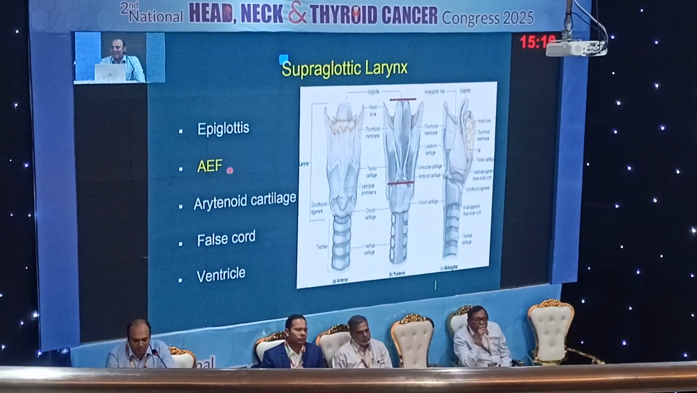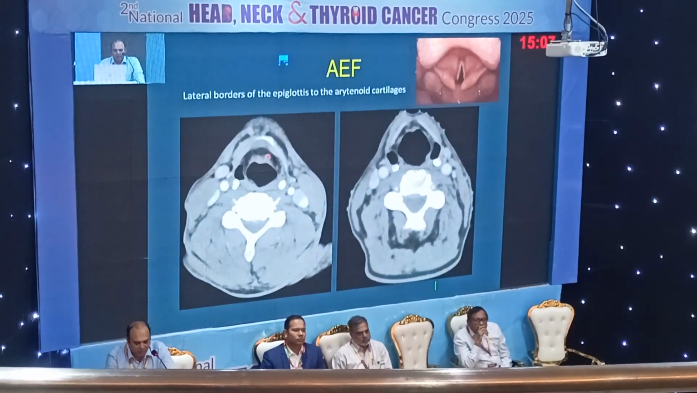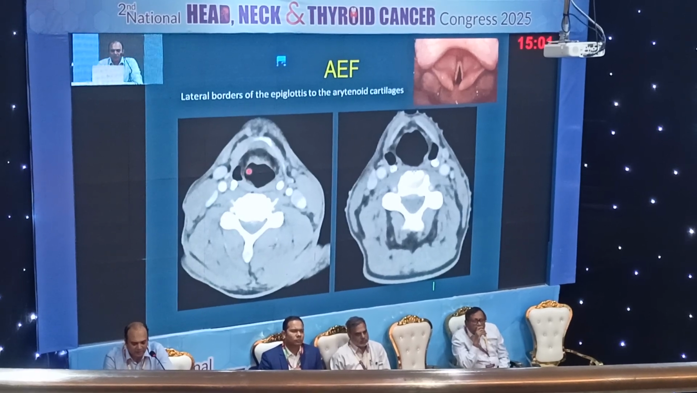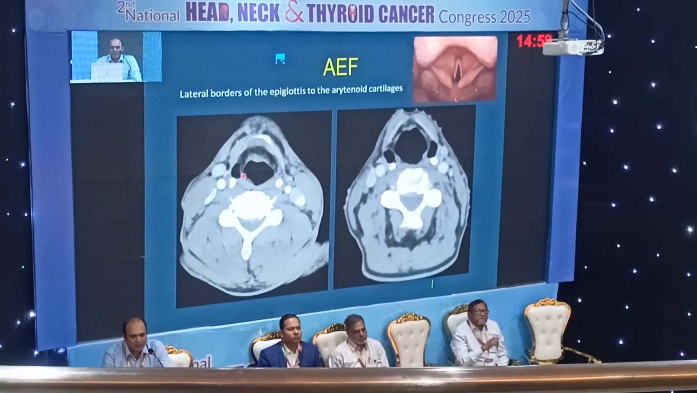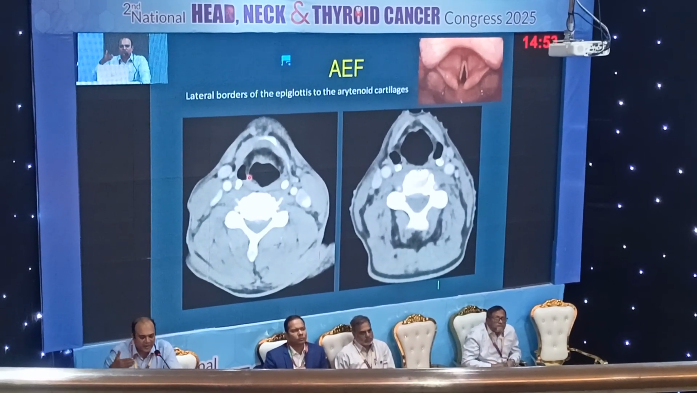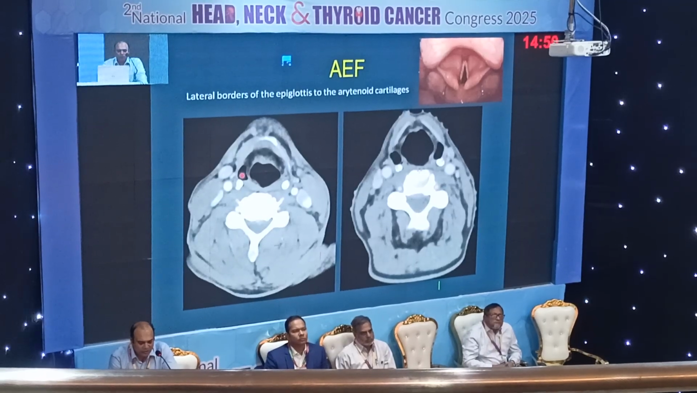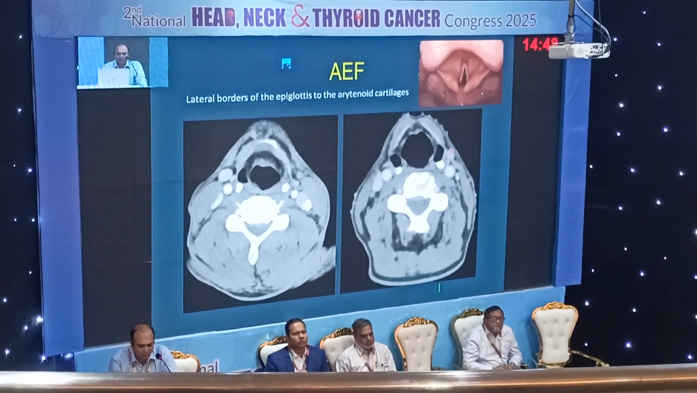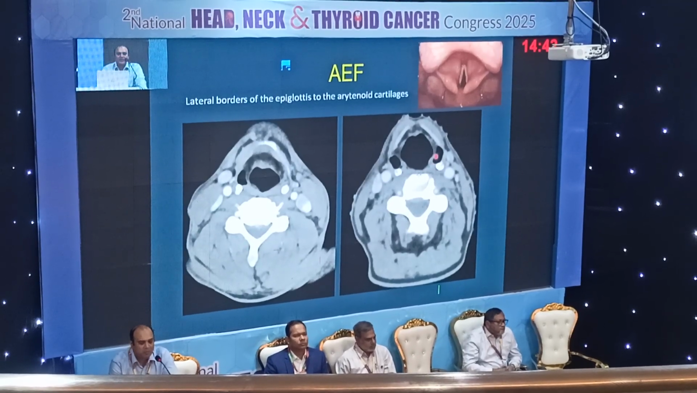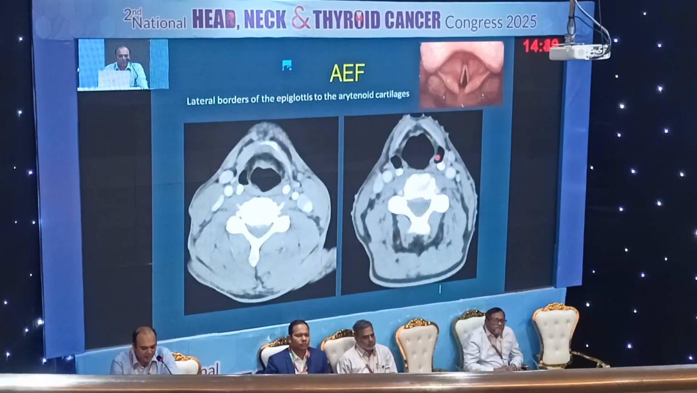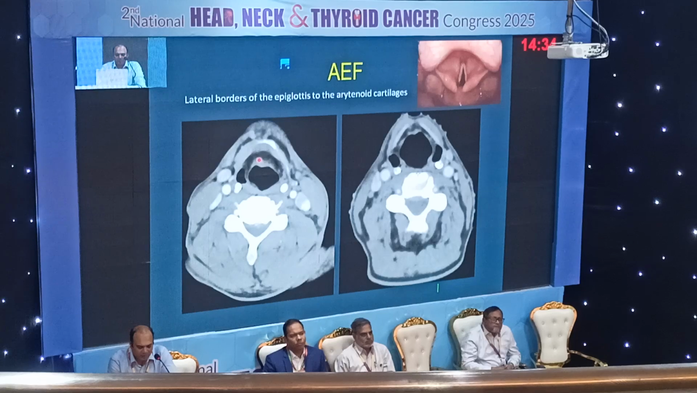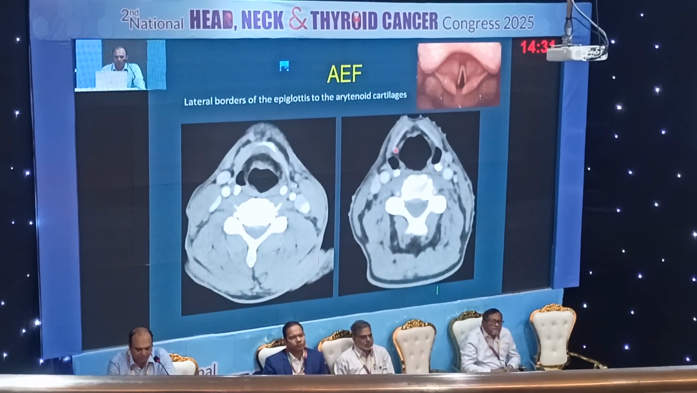Now we will discuss the aryepiglottic fold. How do you look for the aryepiglottic fold? This is the epiglottis here. The aryepiglottic fold is seen on the lateral aspect. This is the aryepiglottic fold. It comes lower down, becomes the false cord, and gets attached to the arytenoid cartilage. How do you look for it? First you make out the epiglottis. This is the piriform fossa on the right side, and this is the piriform fossa on the left side. The aryepiglottic fold forms the medial boundary of the piriform fossa, and it is continuous with the epiglottis. So this is the epiglottis, and this space is the pre-epiglottic space, continuing laterally as the paraglottic fat.